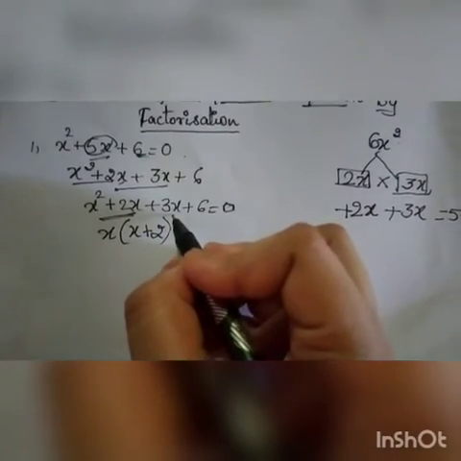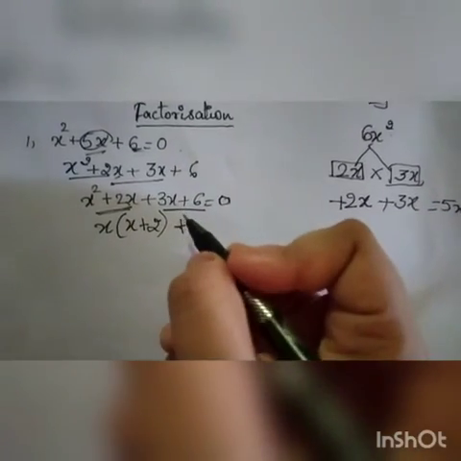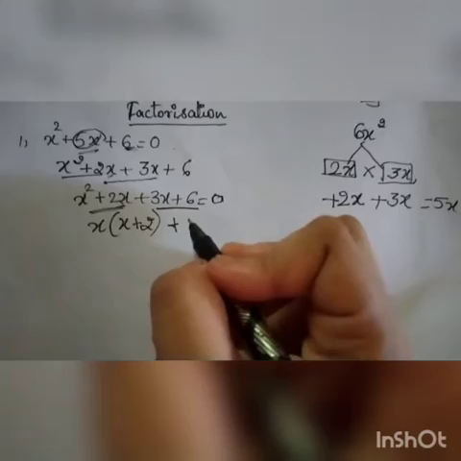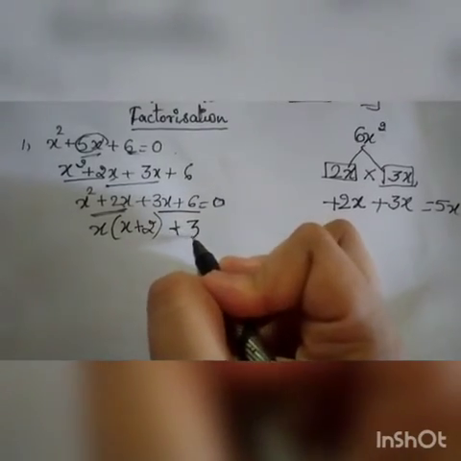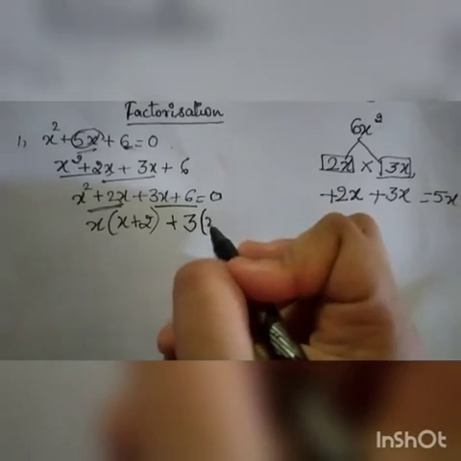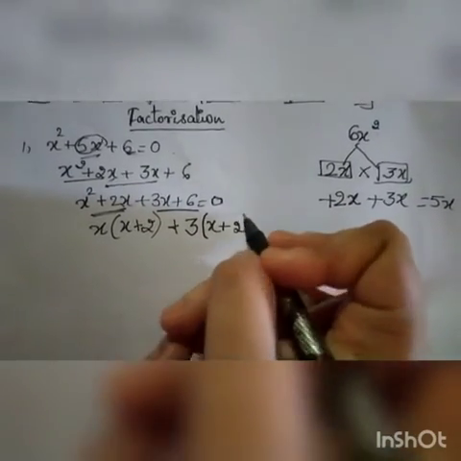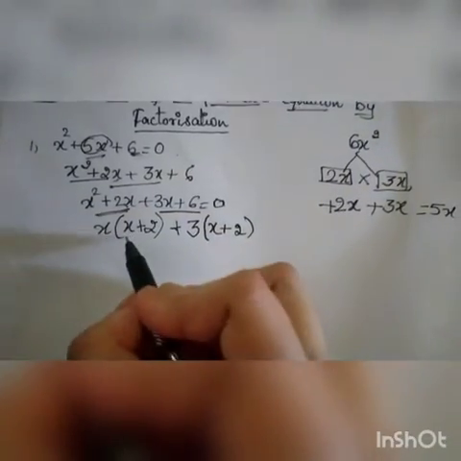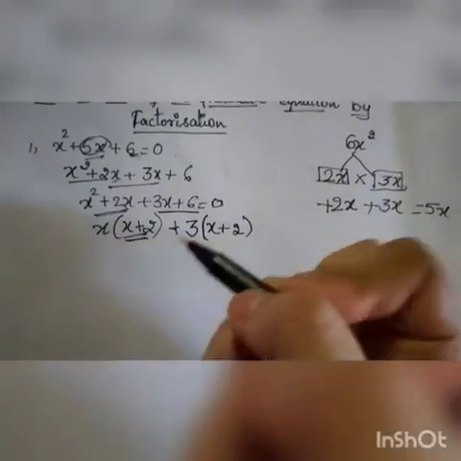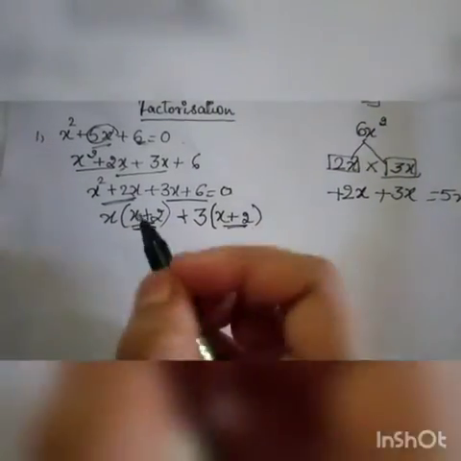Now in the second part, 3x plus 6, x I can't take as common. So I can take 3 as the common factor. If I take 3 common, the remaining is x plus 2. Another condition is that here also the same factor has to appear. Here also x plus 2, here also x plus 2.